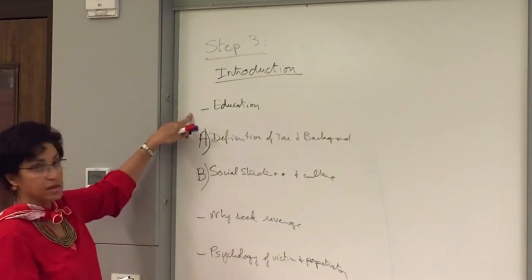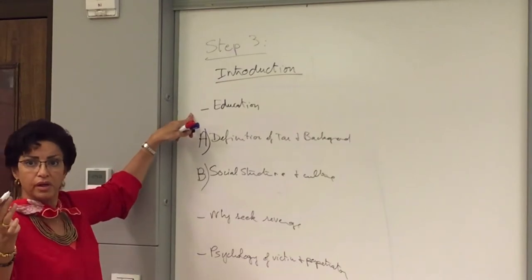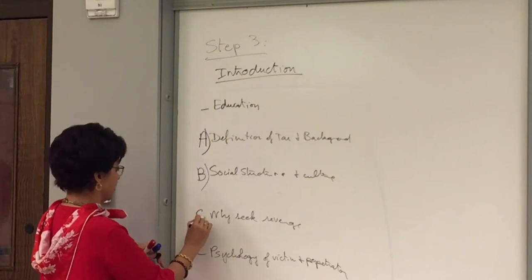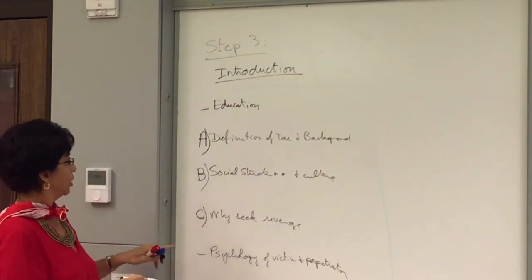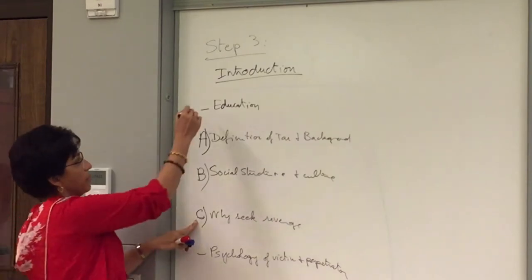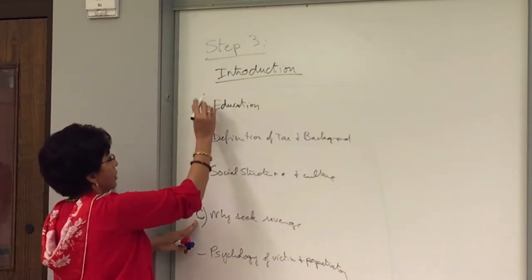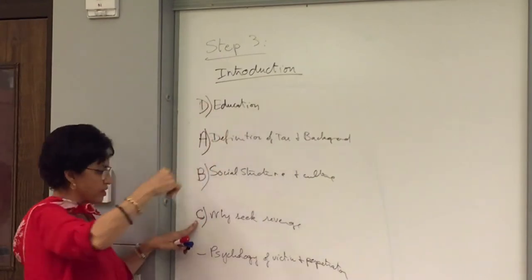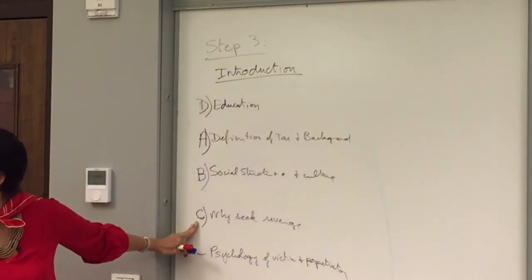Education. This or this? What do you think? Why seek revenge? Yeah, so this will be C. And then lack of, that may cause B, the cause of lack of education. And this B may be lack of education? D? Okay, under education, where's the political? Do we have the political?